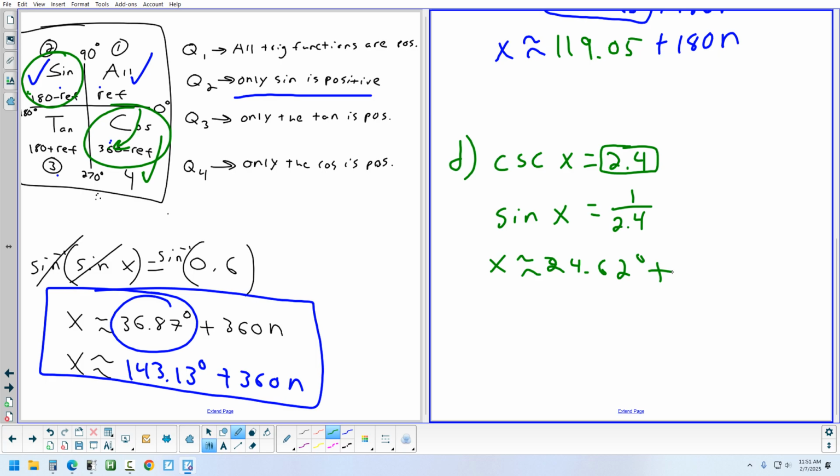Every cycle, which is 360. Remember, the formula is 360 over b. I'm looking at what's in front of the x. It's just a 1. So my b value is 1. 360 divided by 1. Okay.